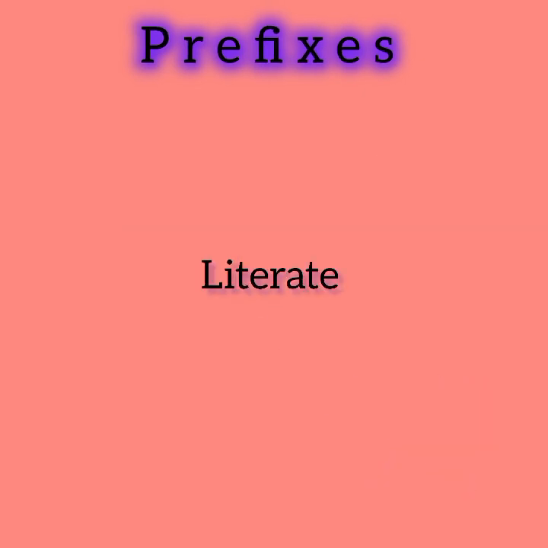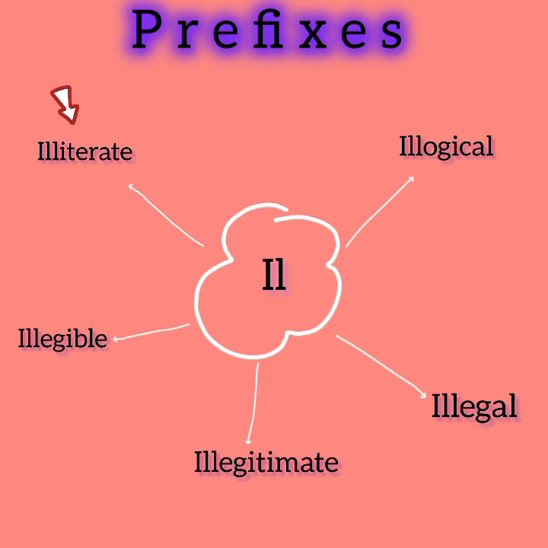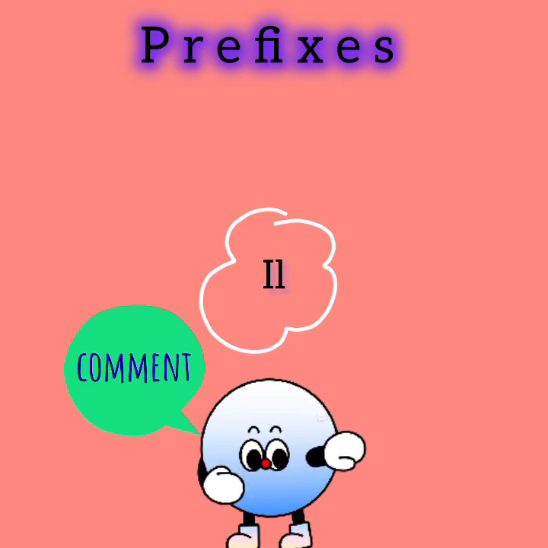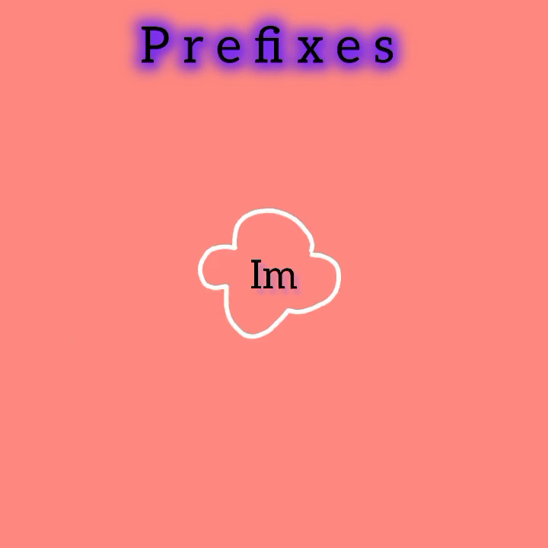Moving further, you can take the example of the word literate. The word literate, when attached with the prefix il, becomes illiterate, which is the opposite of literate. So there are a lot of other words with the prefix il. Just take a moment, think about the words, and do let us know your examples in the comment box below.